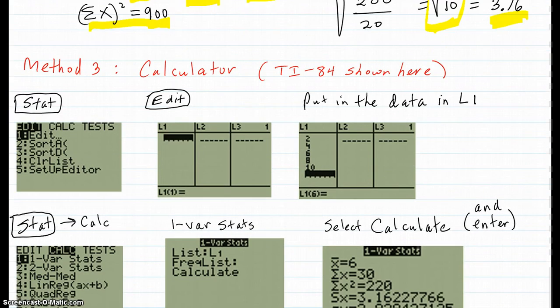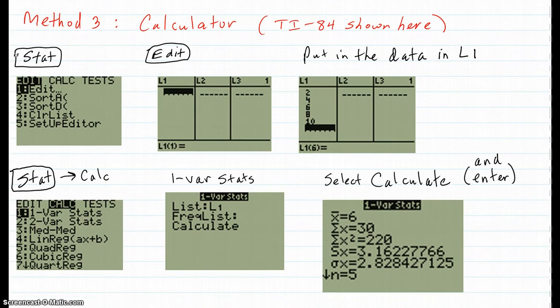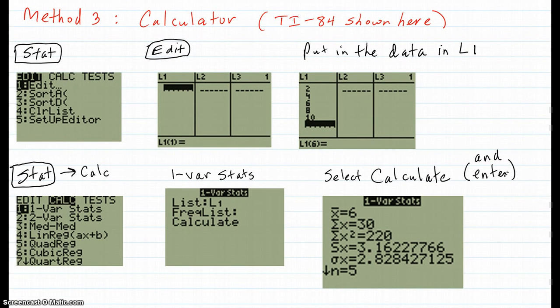Now, the third method, calculator method, and I'm doing it on a TI-84, but it works on a TI-83 also. Okay, so we're going to do it with the calculator. Go to the Stat button on the calculator. Then you see this menu here. Hit Edit, which is the first one, enter that, and you see this screen here. I'll show you later in this video how to erase data if there's data already there. So then you put the data into L1. Okay, 2, 4, 6, 8, 10. Put it in there.